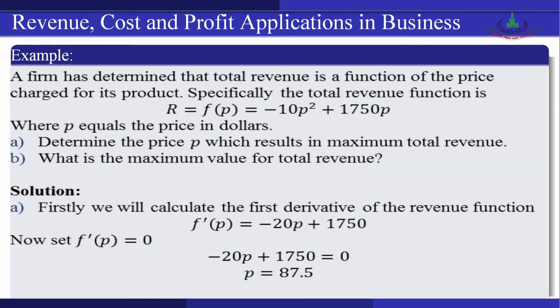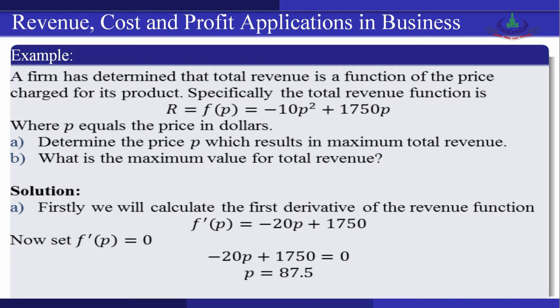Example: a firm has determined that total revenue is a function of the price charged for its product. Specifically, the total revenue function is R, denoted by f of p, and it is given by minus 10p squared plus 1750p, where p equals the price in dollars. The questions are: number 1, determine the price p which results in maximum total revenue, and second, what is the maximum value for total revenue?